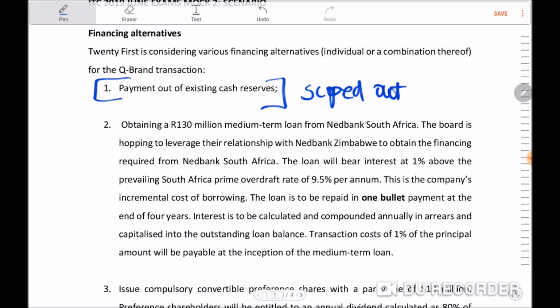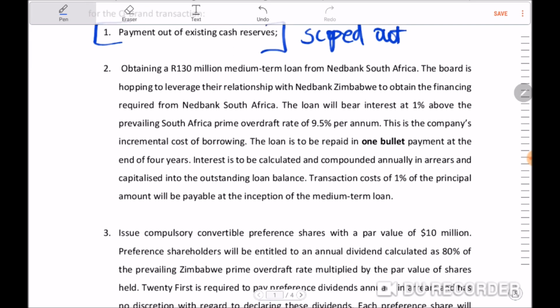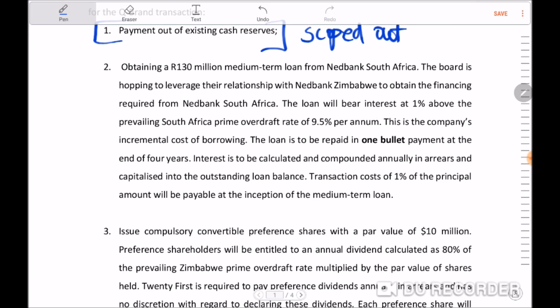which moves us next to financing option 2, which is obtaining a 130 million rand medium-term loan from Nedbank South Africa. The board is hoping to leverage their relationship with Nedbank Zimbabwe to obtain the financing required from Nedbank South Africa. The loan will bear an interest at 1% above the prevailing South African prime overdraft rate of 9.5% per annum. So this is the company's incremental cost of borrowing.